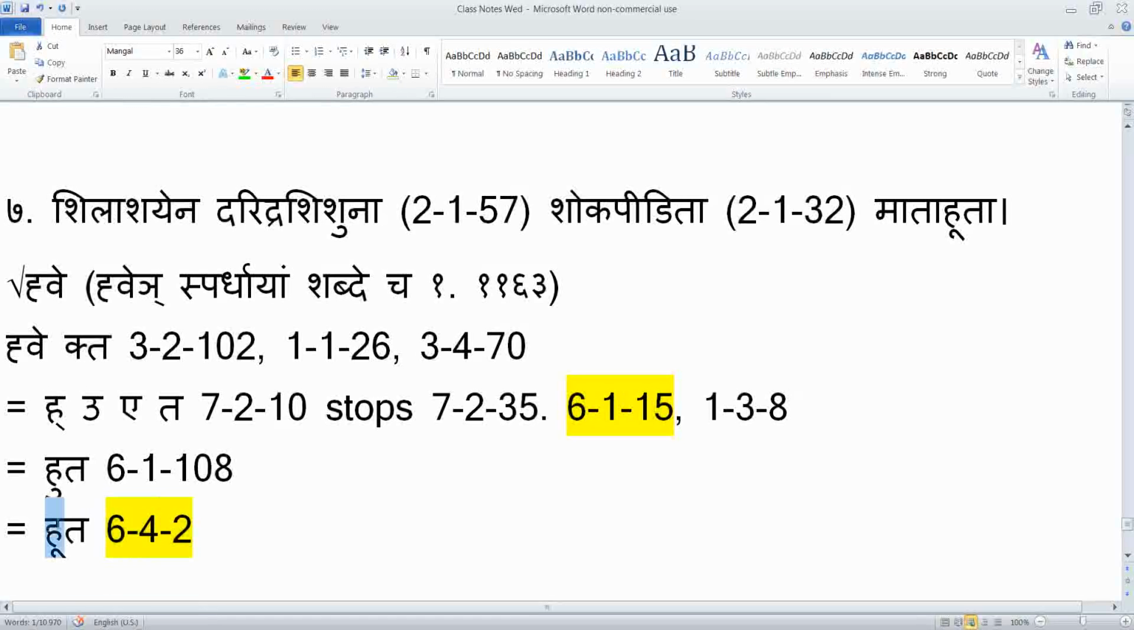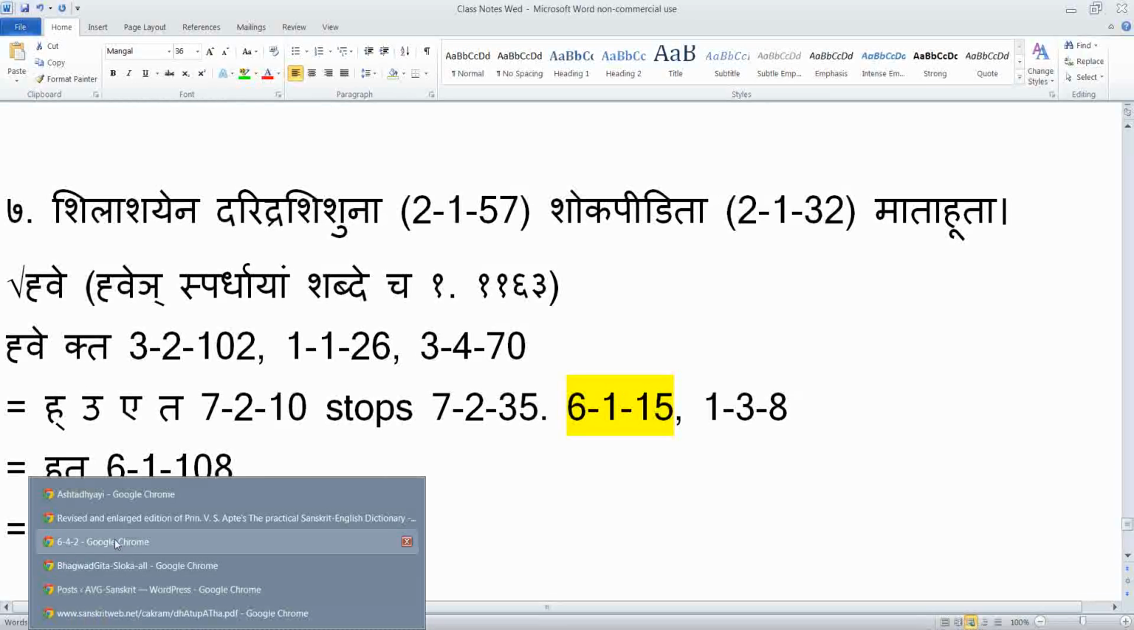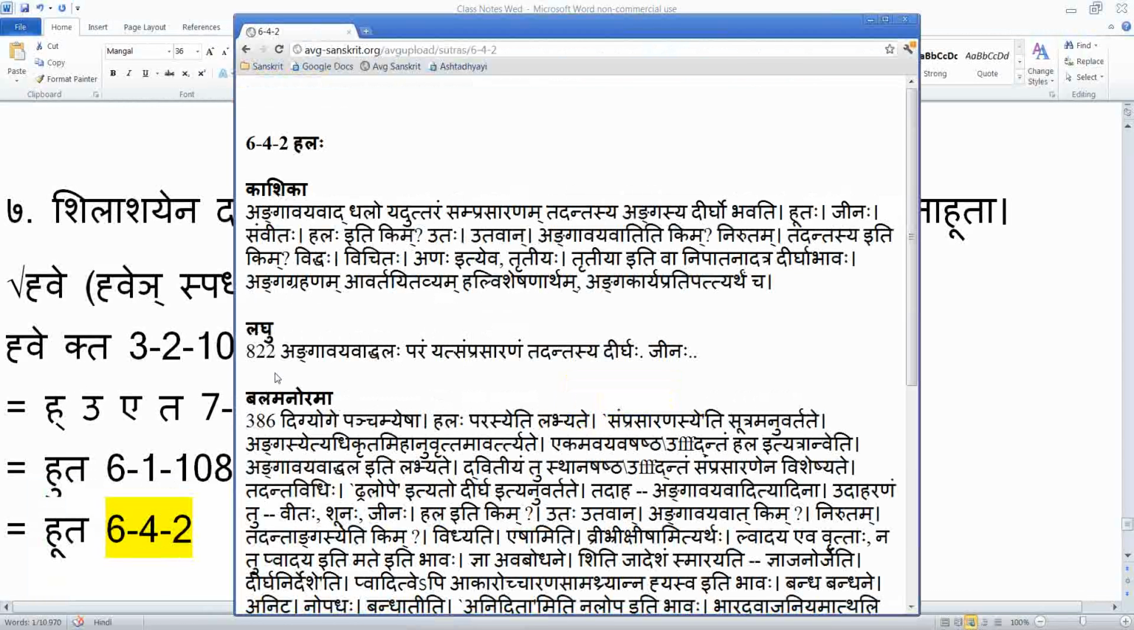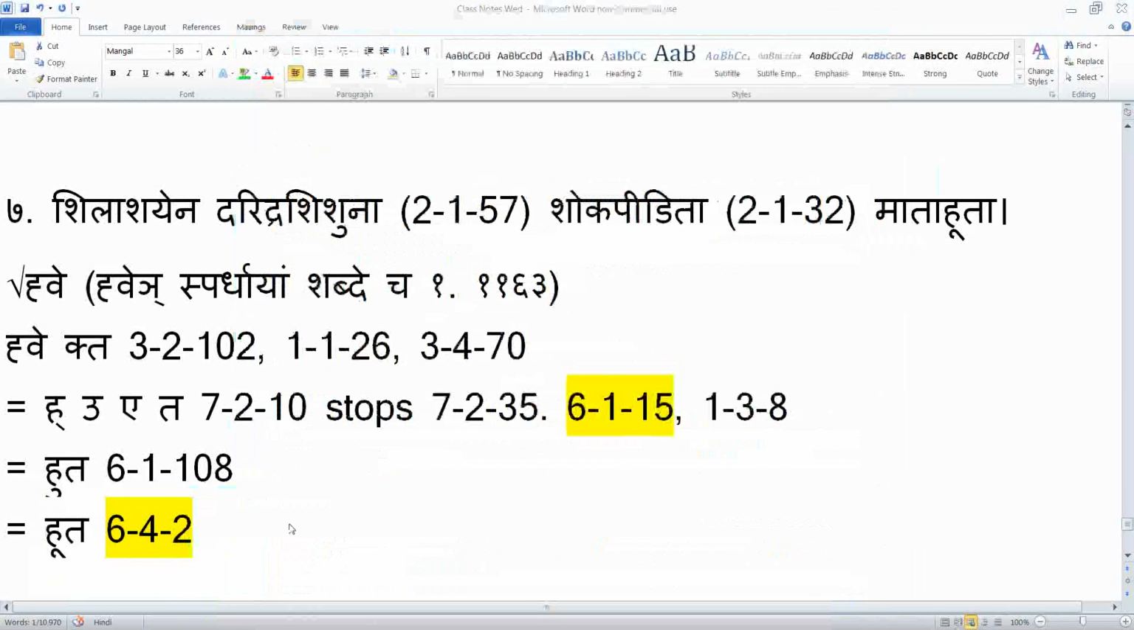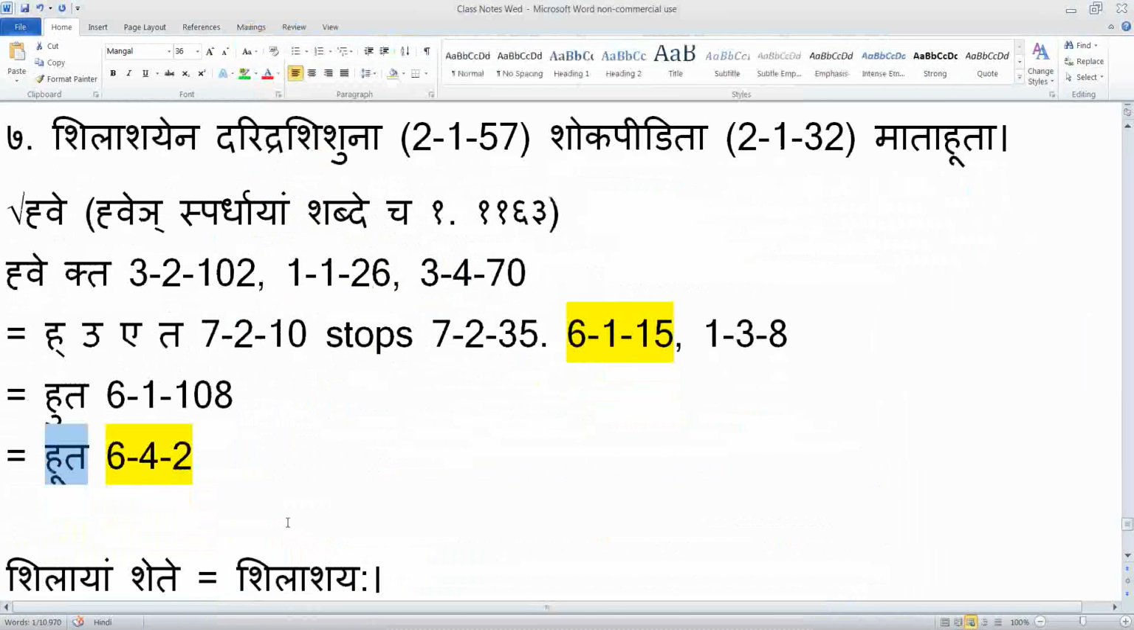Then dirghasya. So the sutram is, when the angasya adhikara starts, the first sutram there, the first sutram is halaha. Angavayavad halaha param, yat samprasaranam tadantasya dirgha. So we get huta, and ahuta is gati samasa, because a is upasargaha, gatishcha. So kriya, so upasarga kriya yoge gatishcha, gati samasaha.